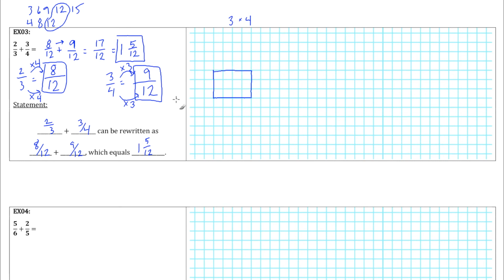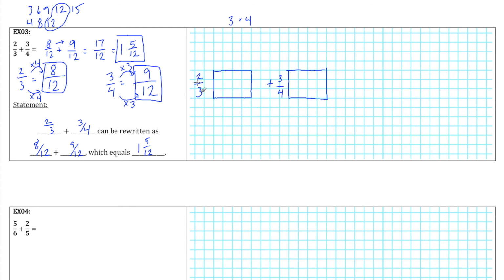So I have 2/3. This is supposed to be my 2/3. And I'm going to add 3/4. But I need to draw this 3 by 4. 1, 2, 3, 1, 2, 3, 4. Remember that this 3 and this 4 come from the denominators. Don't look at this 3/4 as a fraction. Look at the denominator 3, the denominator 4. So the second one will be our 3/4.